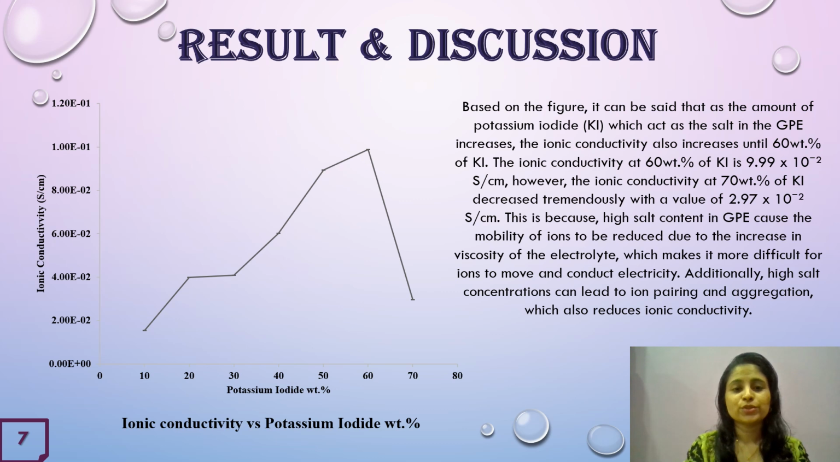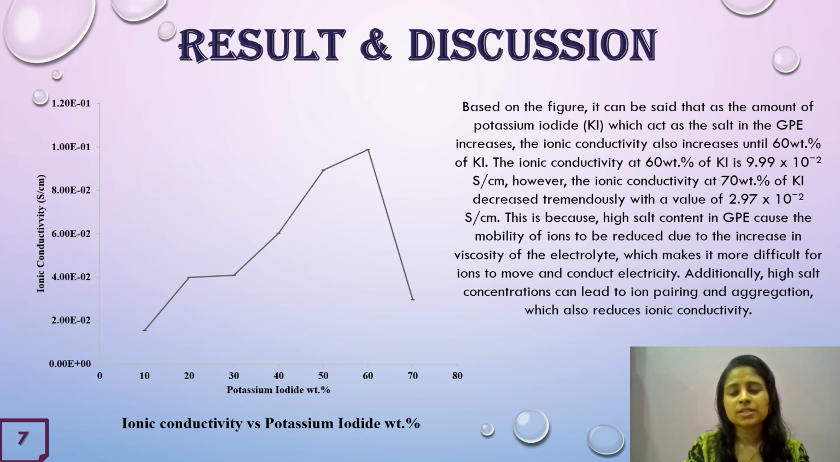Now let's move on to the results and discussion of my research project. This graph shows the ionic conductivity versus potassium iodide weight ratio percentage. Based on the figure, it can be said that as the amount of potassium iodide, which acts as the salt in the gel polymer electrolyte, increases, the ionic conductivity also increases until 60 weight ratio percentage of potassium iodide.